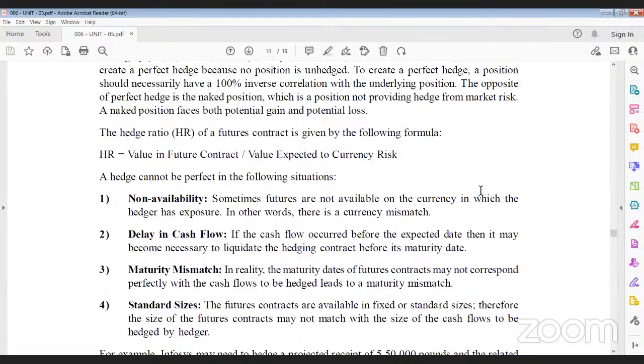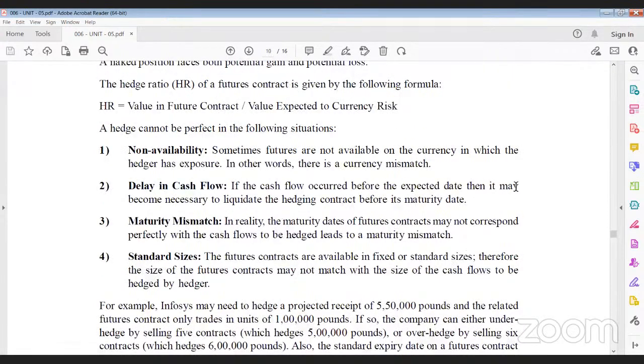Okay, hedging cannot be perfect in the following situations. There are certain limitations where hedging cannot be applied. What are those? Non-availability. Sometimes futures are not available on the currency. In that case, hedging will not be possible because the currency gets mismatched. Delay in cash flow. Usually, the cash flow occurs before the expected date, and this makes it necessary to liquidate the hedging contract before its maturity date.